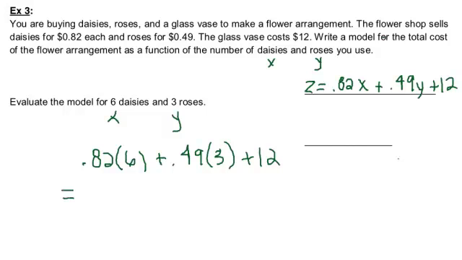If we plug this in, you should get a total of $18.39. So if we buy 6 daisies and 3 roses, it's going to cost us $18.39. So again, with 3 dimensions, it's very similar to 2 dimensions. We're just adding that extra variable in each time.